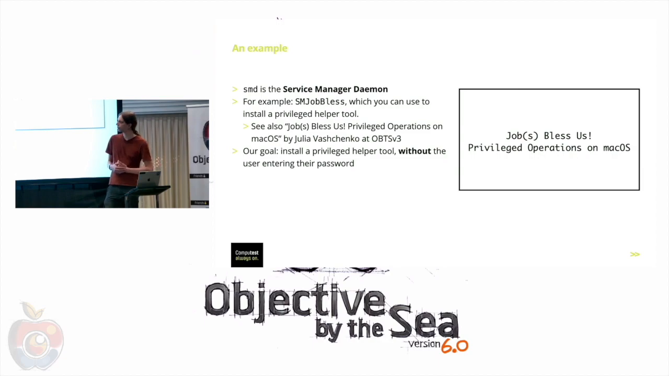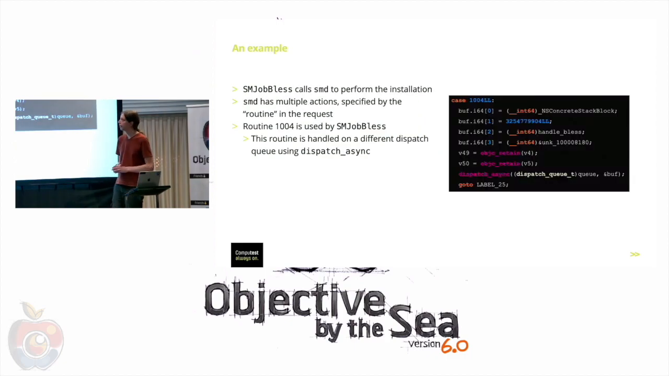Now, the goal of my exploit was to install a privileged helper tool without the user entering their password. So getting the SMD to think that it should install my helper tool without actually having passed an authorization reference. Now, this function SMJobBless needs to communicate with SMD to perform the actual installation, because it needs to run as root to do this. SMD runs as root, therefore it can do the installation. Now, SMD has multiple different actions, it can manage daemons, it can disable them. So there's a routine field in every message to indicate which option you want it to perform. And 1004 is the routine that's used by SMJobBless.